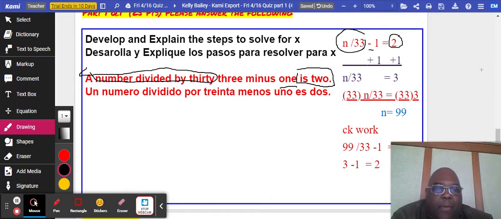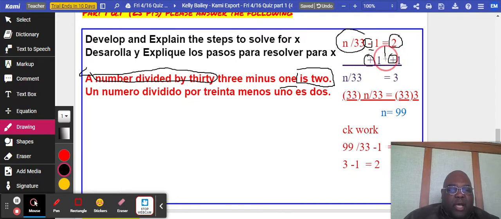First step, right? First step is we have to get all of our numbers to the right, so we just have our variable on the left. So I'm going to do the opposite of subtracting, which means I'm going to add 1 to both sides. What that'll do is allow me to take 2 and 1, which turns it into 3, and now I have n over 33 equals 3.